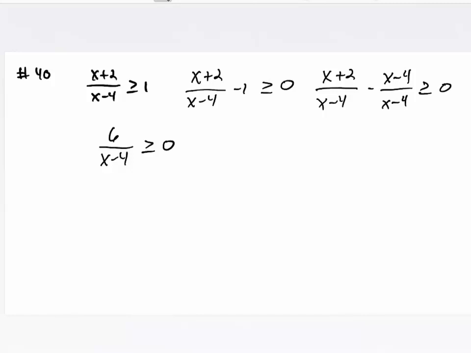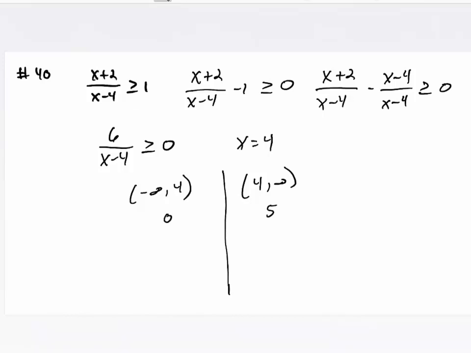And so this function is never equal to 0, right? This expression is never equal to 0. However, it's undefined when x is equal to 4. And so that's going to be our interval. Our intervals are basically going to be negative infinity to 4, and then 4 to positive infinity. And what we're looking for is when it is greater than 0. And so for this one, we can go ahead and pick 5. For this one, we can go ahead and pick 0.